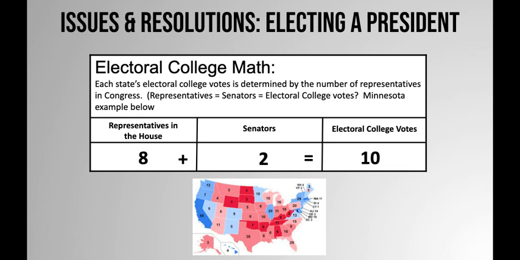So, to do a little electoral college math, basically, the electoral college votes are the representatives that the state has plus the senators equals how many votes. So, if you look at Minnesota, Minnesota has 10 electoral votes. That's because we have 8 representatives in our House, plus the same number, 2 senators, that every other state has. And that gives us 10 votes for the president.